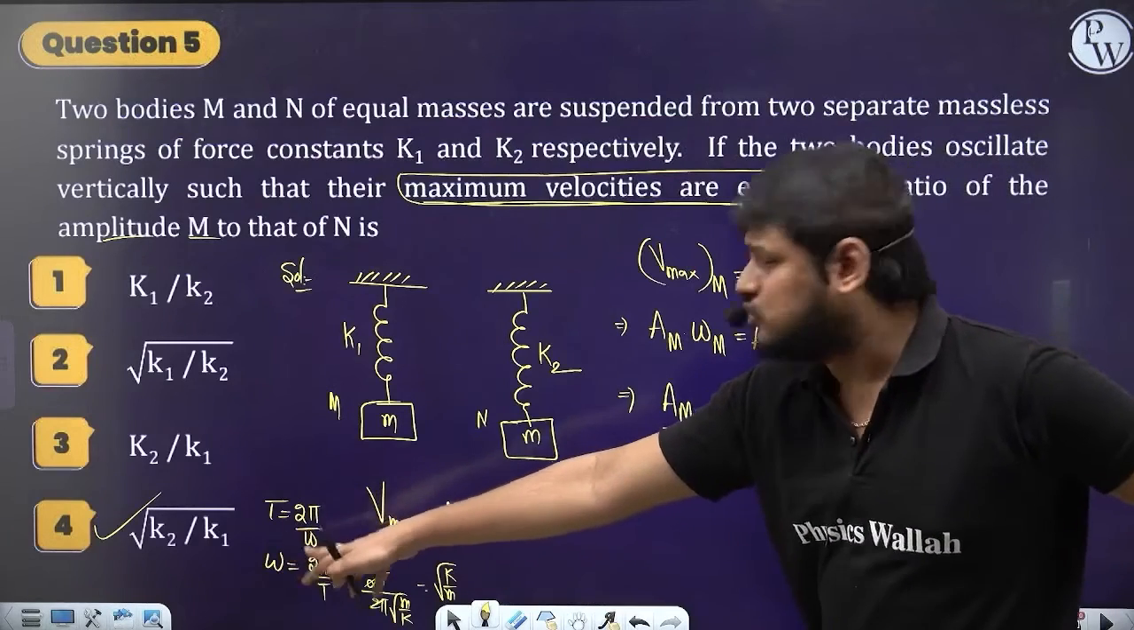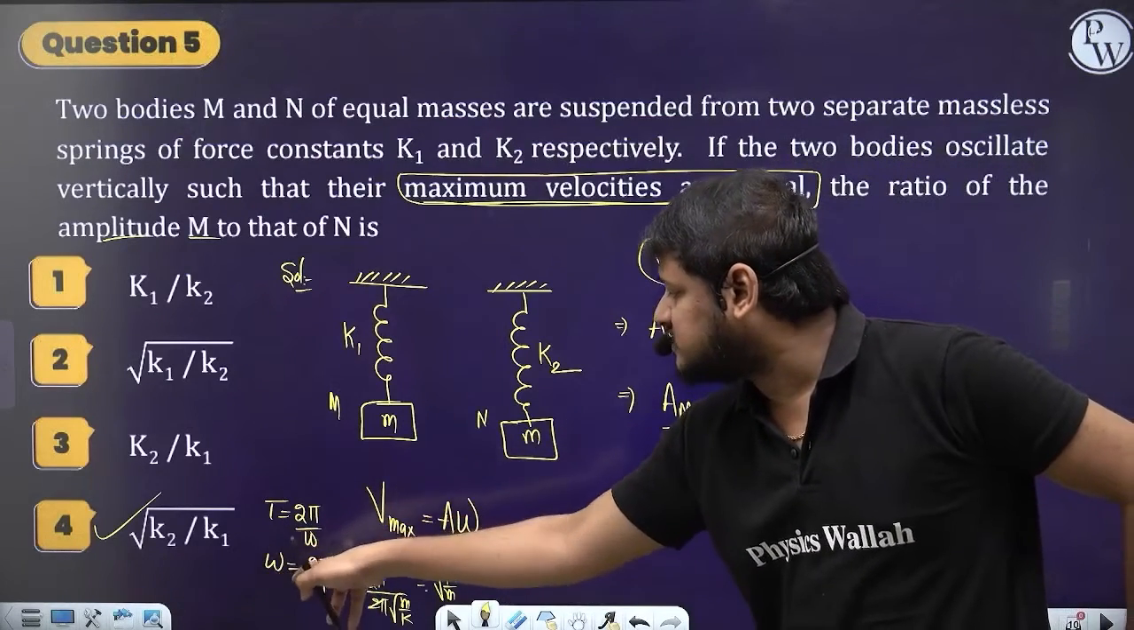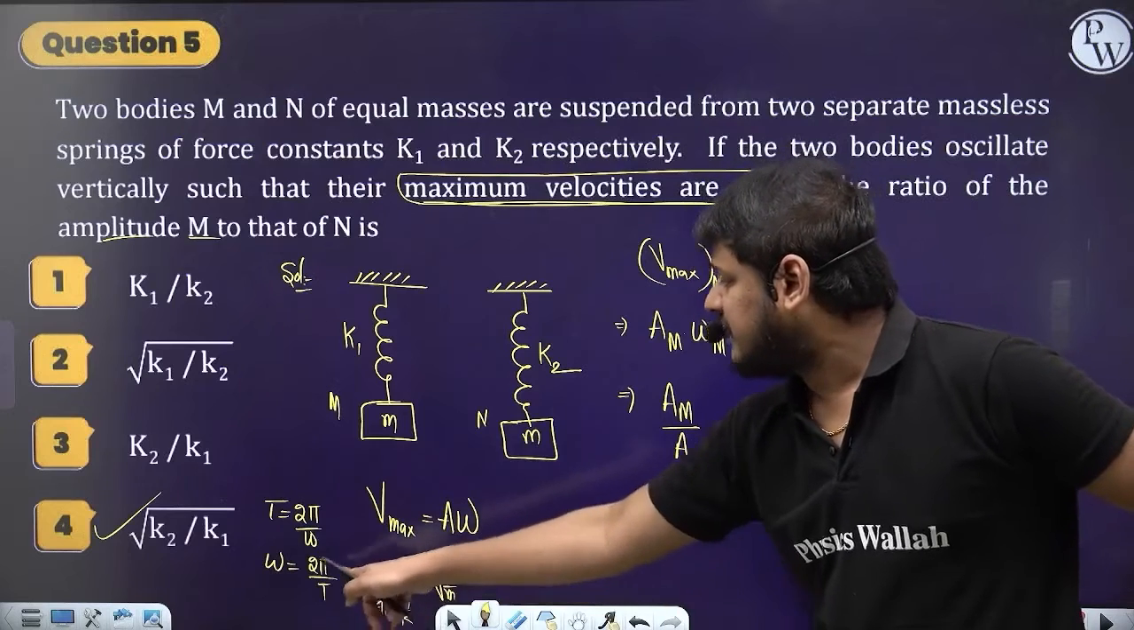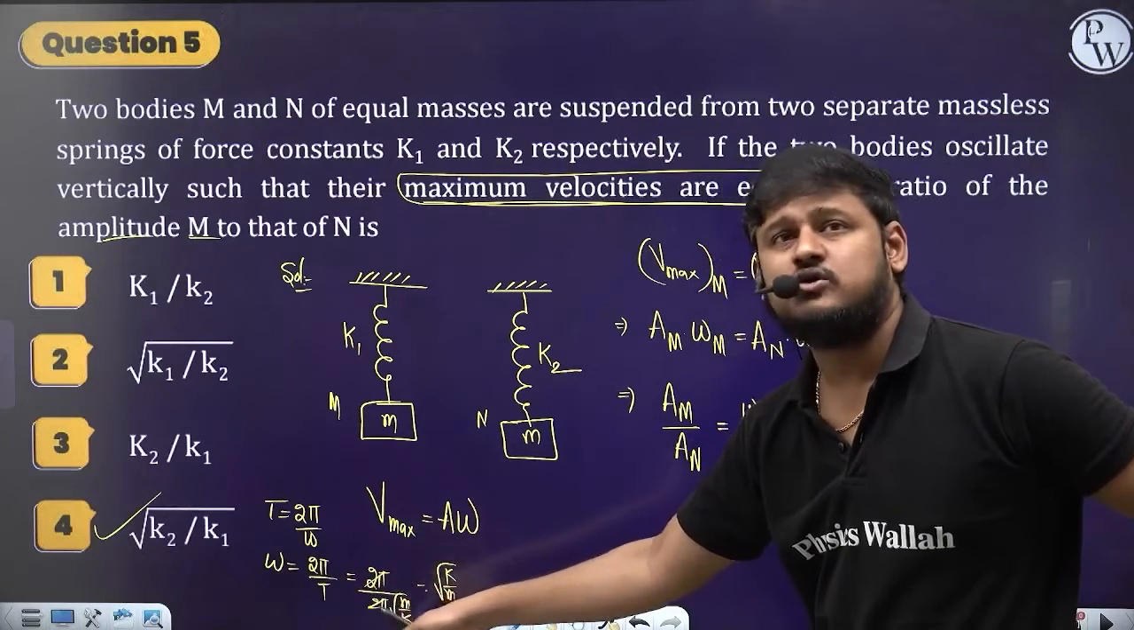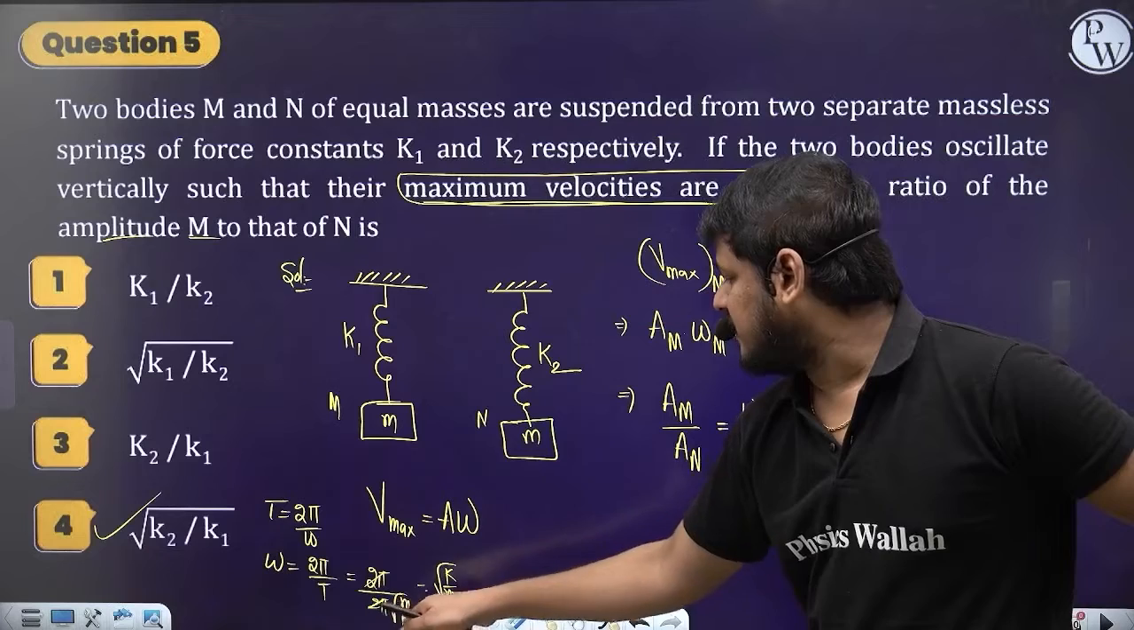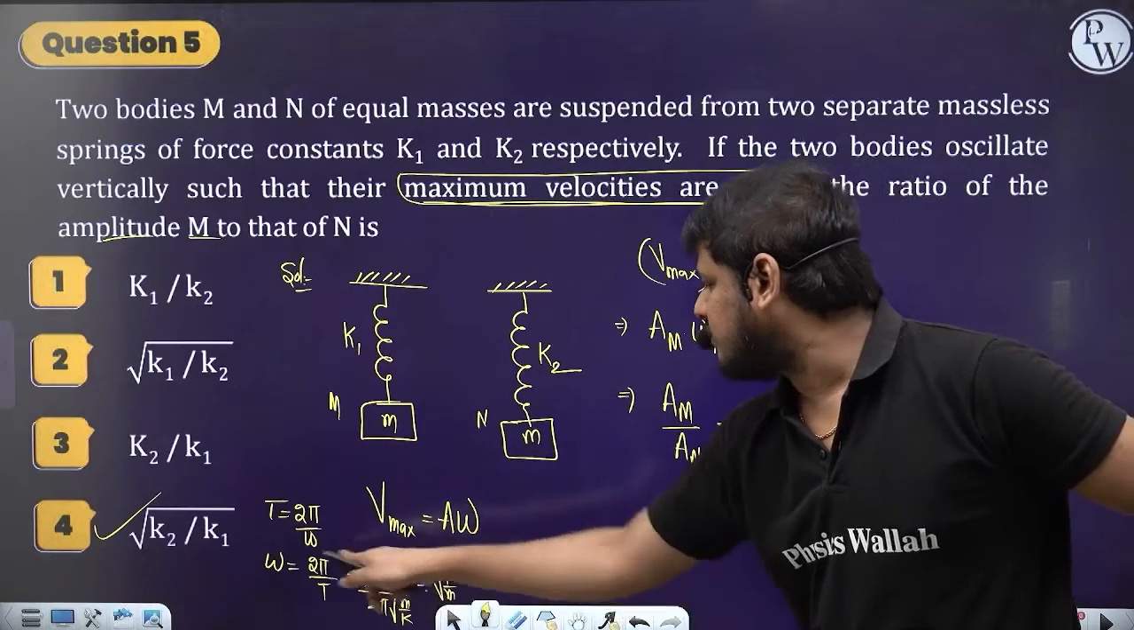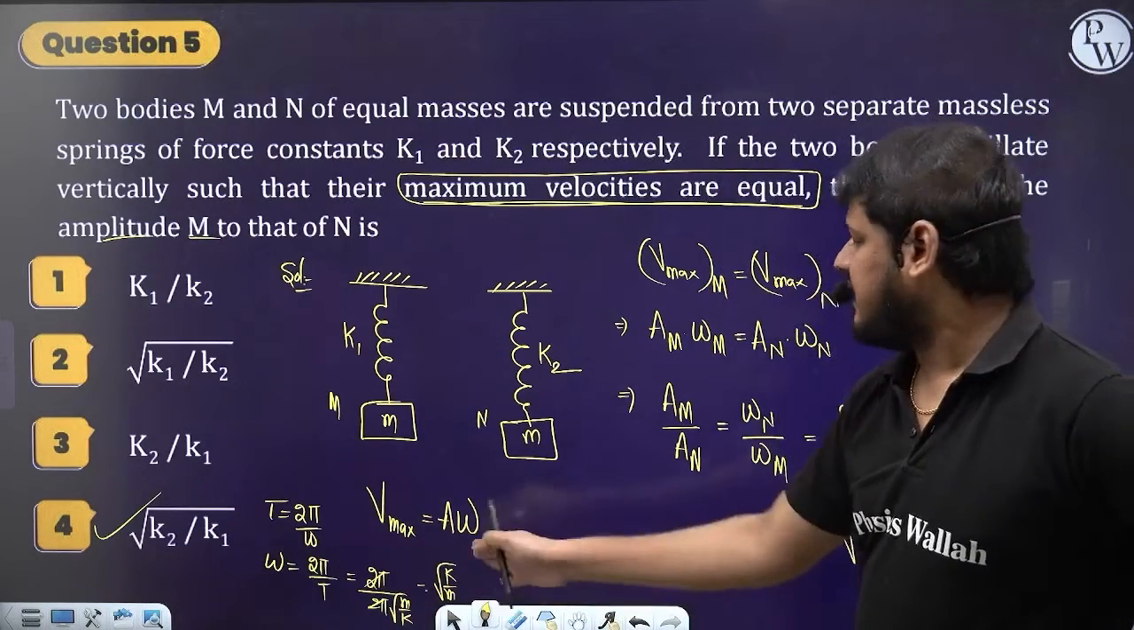Time period is equal to 2 pi by omega. So then what is omega? Omega is equal to 2 pi by T. So then 2 pi by T is what? 2 pi into root over M by K. So 2 pi cancel. So this will go up. So the omega is equal to root over K by M.